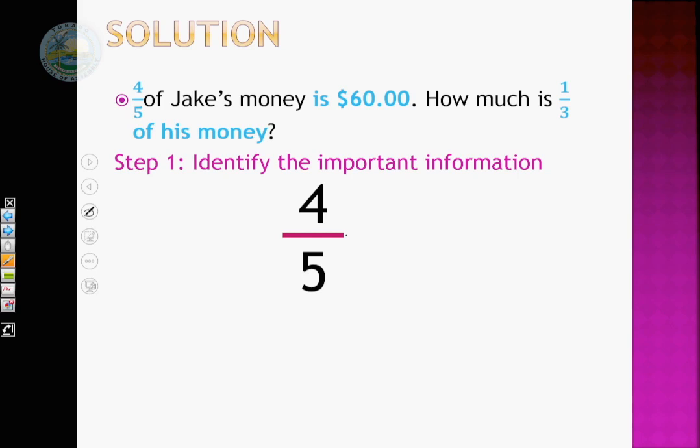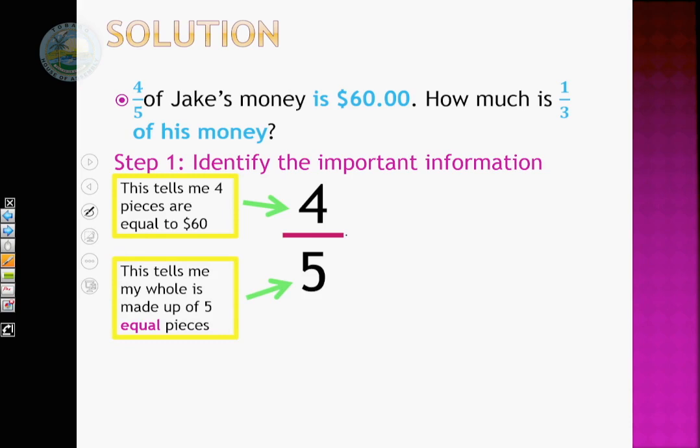So we're analyzing the fraction again. Remember, our numerator tells us how many pieces we have, and this is equal to $60. And our denominator tells us how many pieces we're going to break up the bar into, which is 5. And remember, the pieces are equal. And from the question, we know 4/5 is 60.